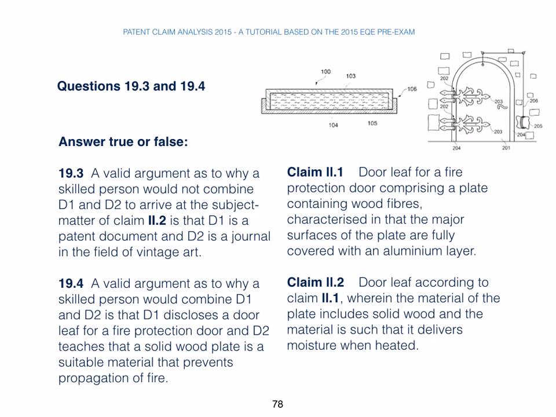19.3 and 19.4 are about reasons for not combining or for combining two prior art documents in an inventive step attack. 19.3 is answer true or false, a valid argument as to why a skilled person would not combine D1 and D2 to arrive at the subject matter of claim 2.2 is that D1 is a patent document and D2 is a journal in the field of vintage art. 19.4, the statement is a valid argument as to why a skilled person would combine D1 and D2 is that D1 discloses a door leaf for a fire protection door, and D2 teaches that a solid wood plate is a suitable material that prevents propagation of fire.